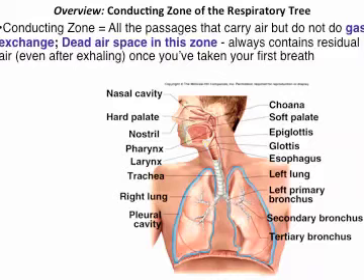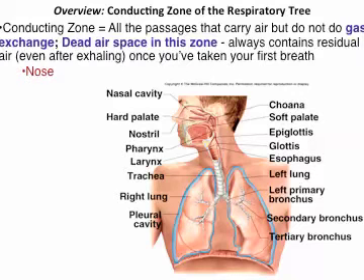This space of the conducting zone is called dead air space, and they call it dead air space because the air in this space is not able to allow for diffusion of oxygen and CO2. So there's no ability for those gases to be exchanged between blood and the respiratory tree. Therefore, it's a dead zone. So the entire conducting zone contains dead air space.